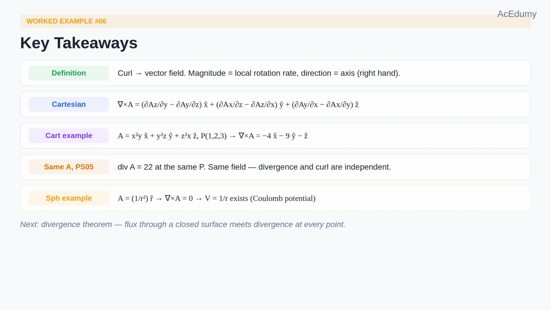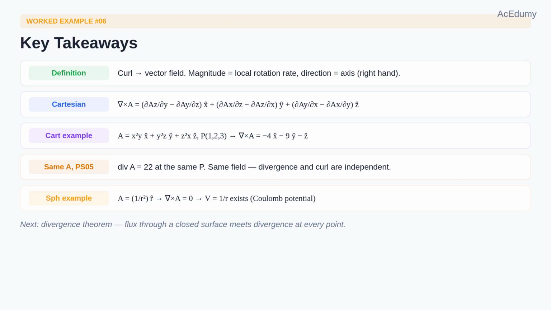Two answers. Cartesian, A equals x squared y x hat plus y squared z y hat plus z squared x z hat at P (1, 2, 3). Curl A equals minus 4x hat minus 9y hat minus 1z hat. Same field had divergence 22 at the same point, two independent measurements of the same vector. Spherical, A equals 1 over r squared r hat, curl A equals 0 everywhere off the origin. The inverse square radial field is irrotational, which is why a scalar potential V equals 1 over r exists.